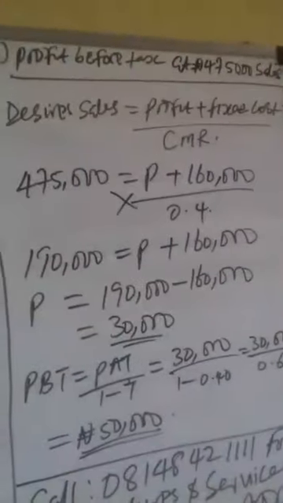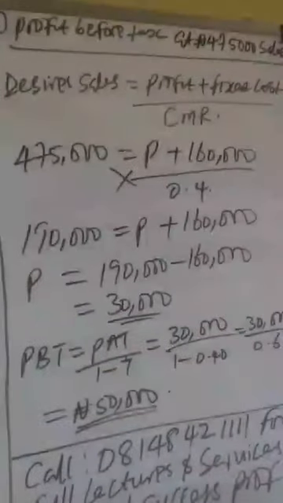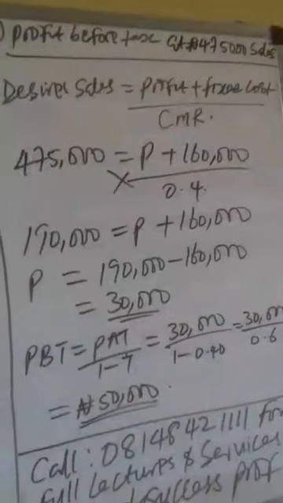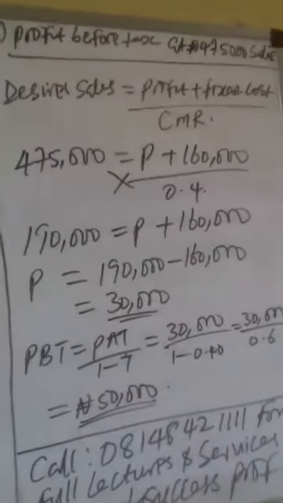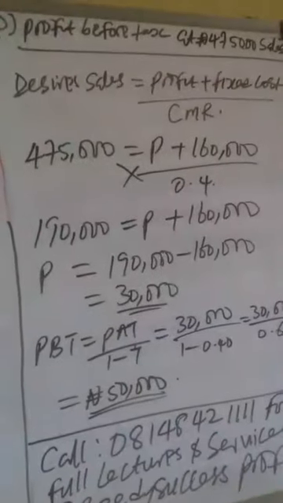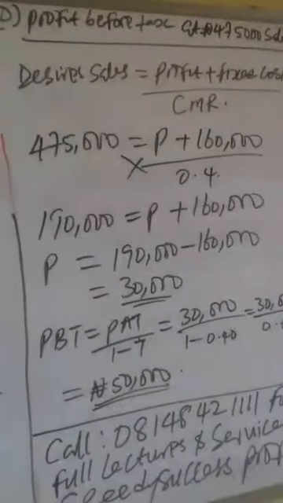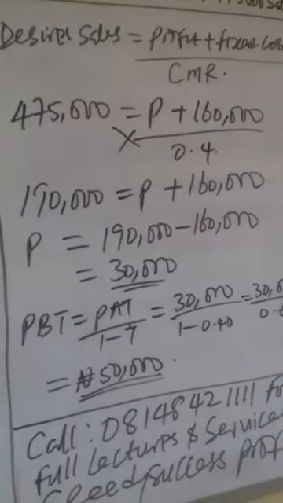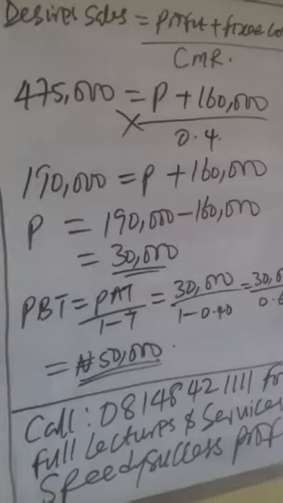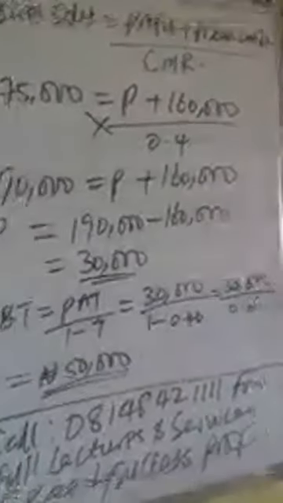Let's take the last question. If you have a sales of 475,000 units, what will be your profit before tax? Using the same formula, desired sales equals profit plus fixed cost all over CMR ratio. You will have 475 equals P plus 160 over 0.4. When you cross multiply, you have the figures as shown. Profit before tax is profit after tax all over 1 minus tax rate. And we have this as the figure.